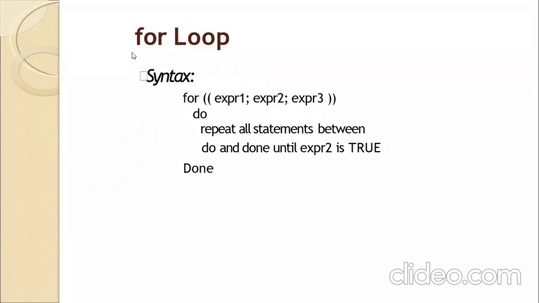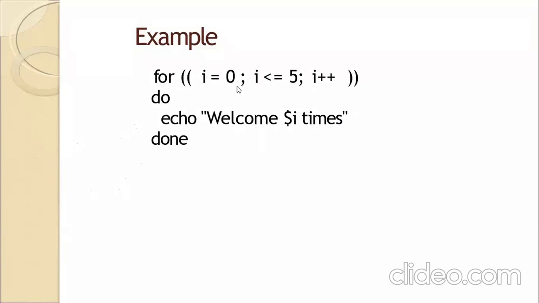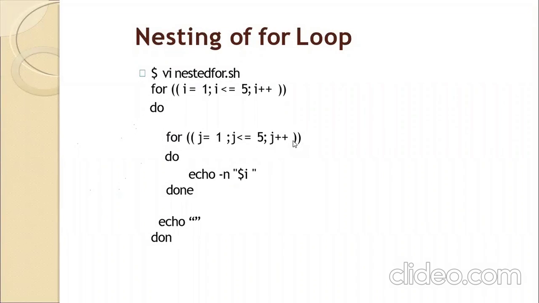Then the for loop with expression 1, expression 2, and expression 3. Do, repeat all the statements between do and done until your second expression is true. When this condition is true, at that time it will execute. For I equal to 0, I less than 5, I plus plus, do echo welcome $I times, done. They are the same as a sequence.